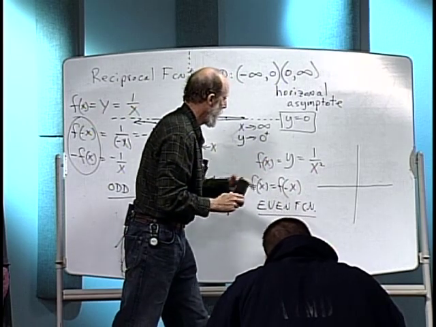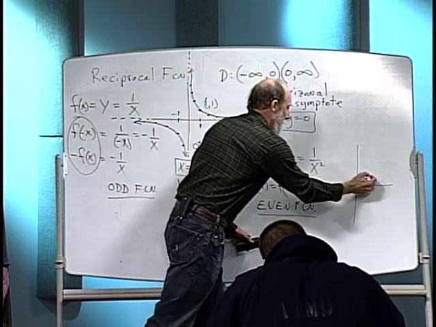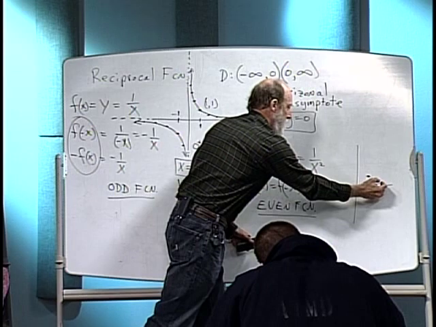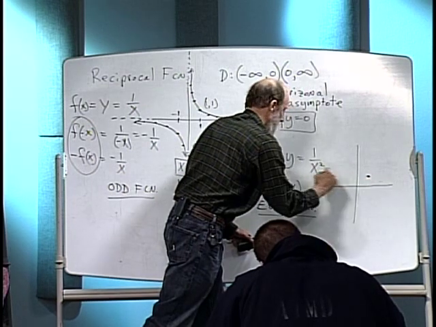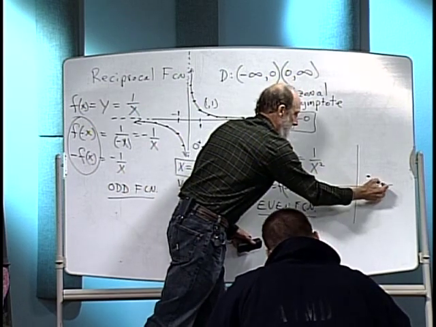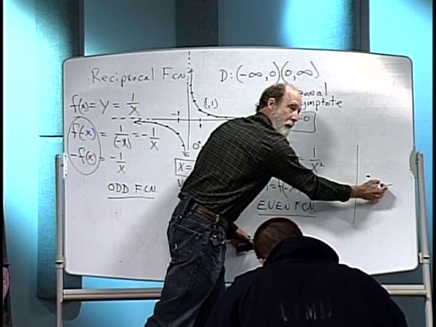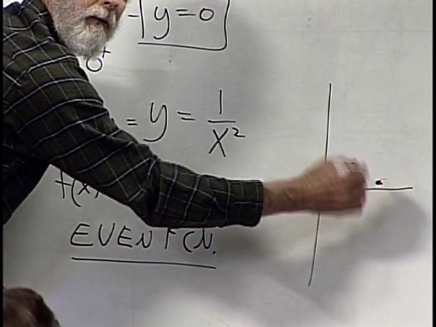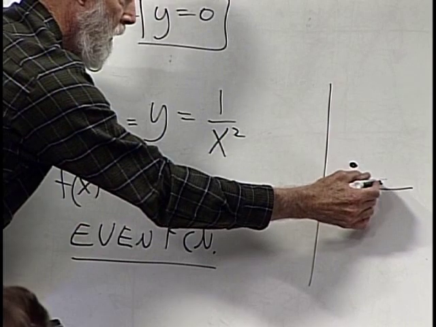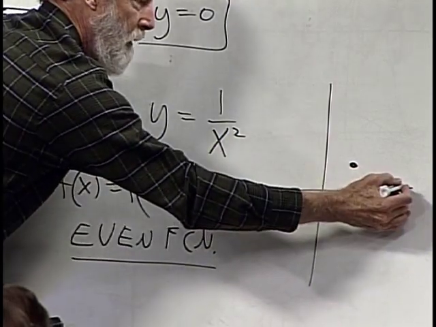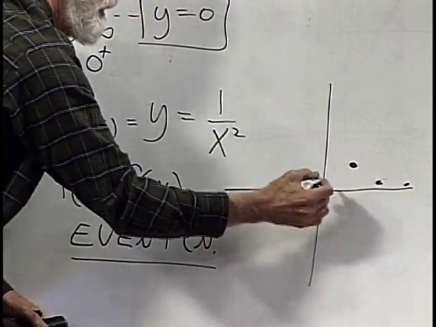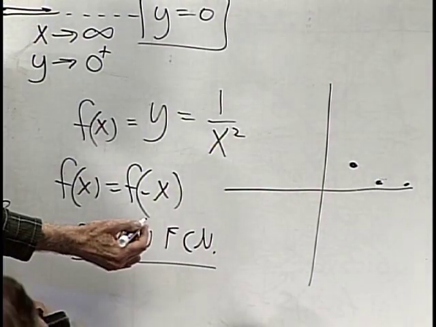So let's plot some points. If x equals 1, y equals 1. If x equals 2, it's going to be 1/4. It goes down faster, folks, compared to that other one. It goes down faster. 1/4. If you're at 3, 1/9 instead of 1/3. It's got that same kind of characteristic, doesn't it?